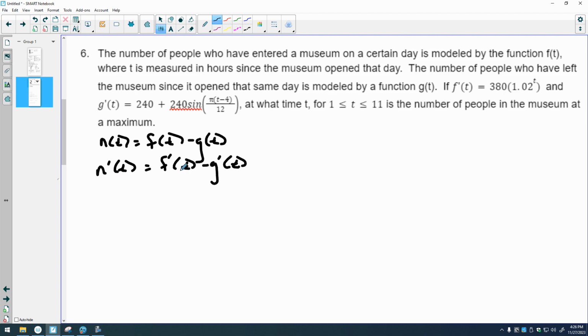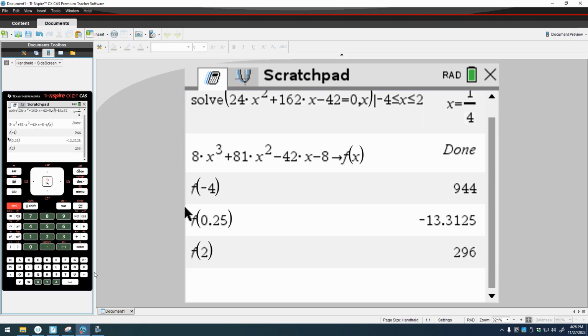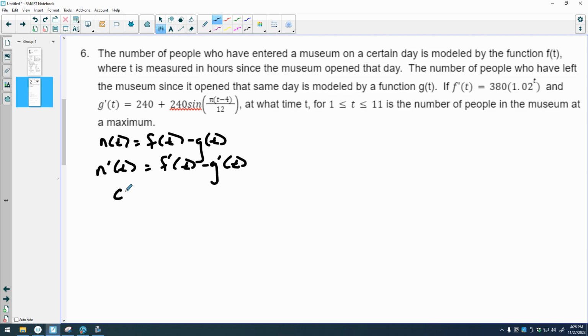Okay, so when will there be a maximum number of people? So when is this a maximum? When my derivative is equal to 0 and where it goes from positive to negative, doing the first derivative test. Okay, so let's go back to our calculator, and let's solve that equation. Oh, sorry. I need to show what I'm doing. Let's solve that equation.